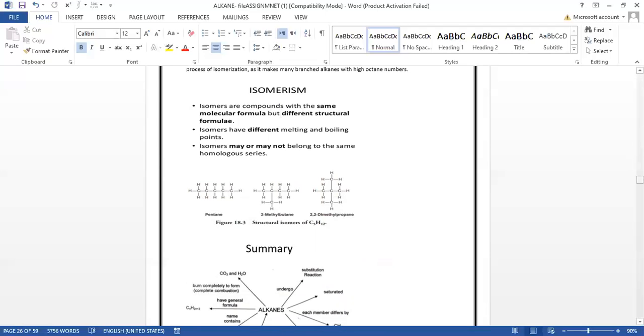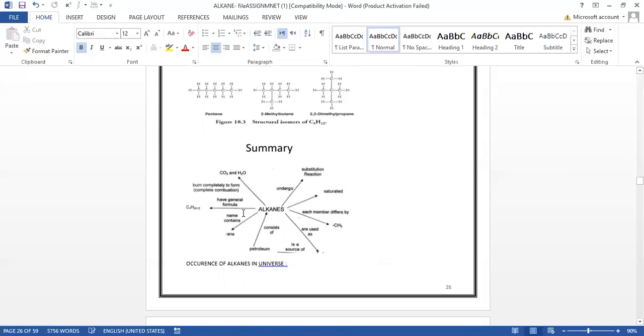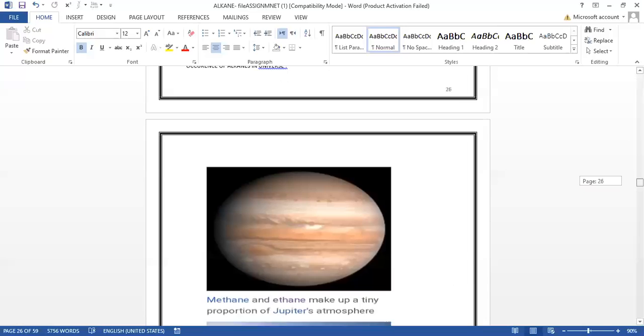So let us talk about the summary of what we have studied until now. Alkanes give carbon dioxide and water when they react with oxygen. They have a general formula, and the suffix is "-ane" at the end of the compound name. They are useful for substitution reactions. These are saturated compounds, and they differ from each other by a CH2 unit, or 12 atomic mass units.